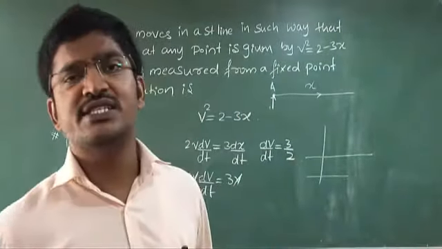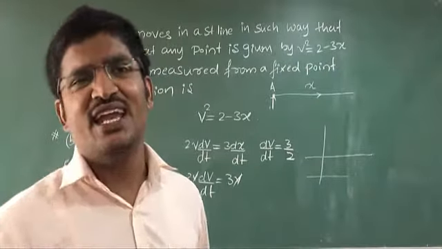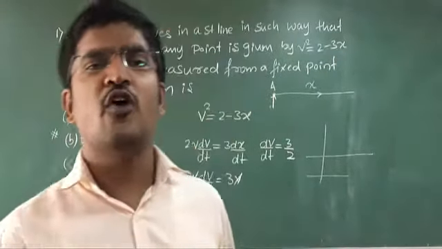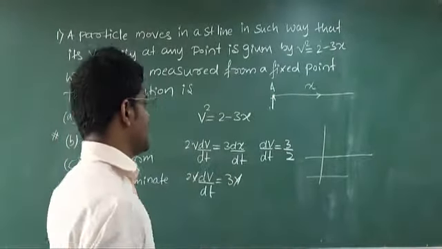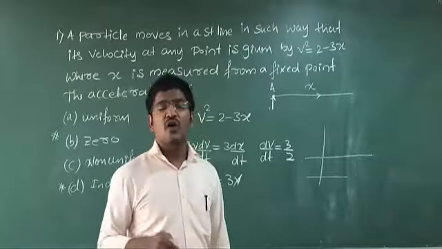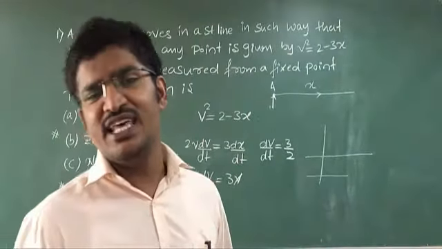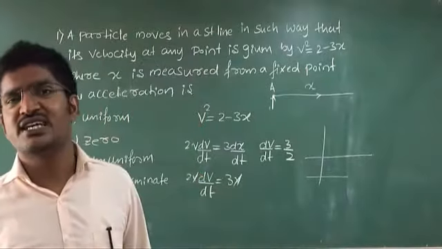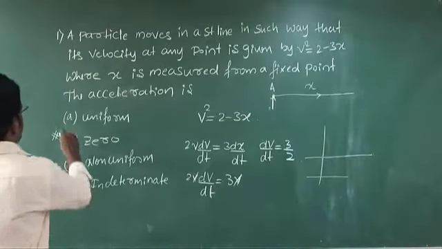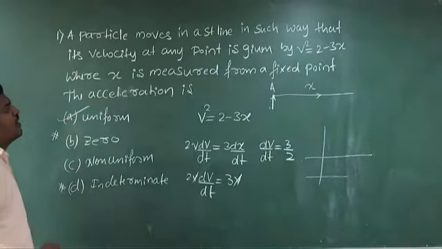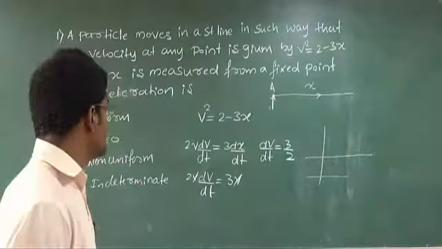As I first only said, if your motion is in a straight line, it will be always uniform. 99% it will be uniform. So for that reason, as we all know, constant function gives a parallel line to the x-axis. From that only we can say it is uniform. Therefore, your answer will be uniform acceleration.